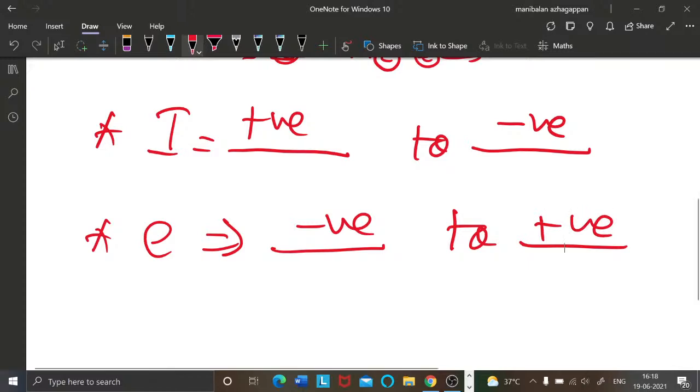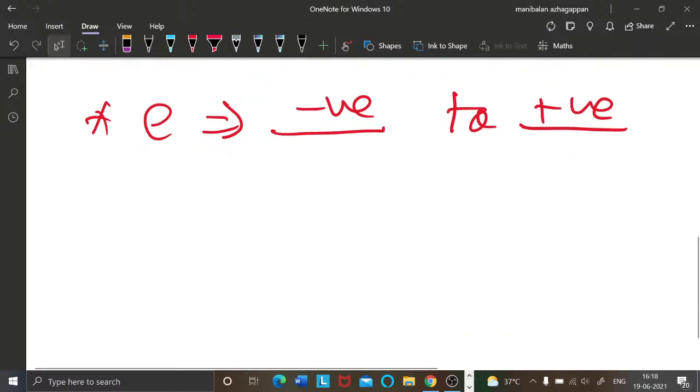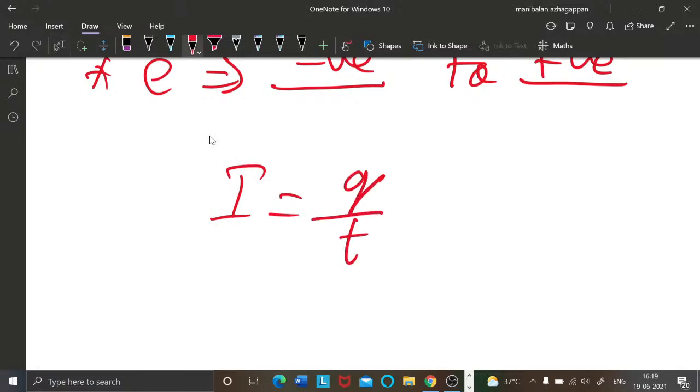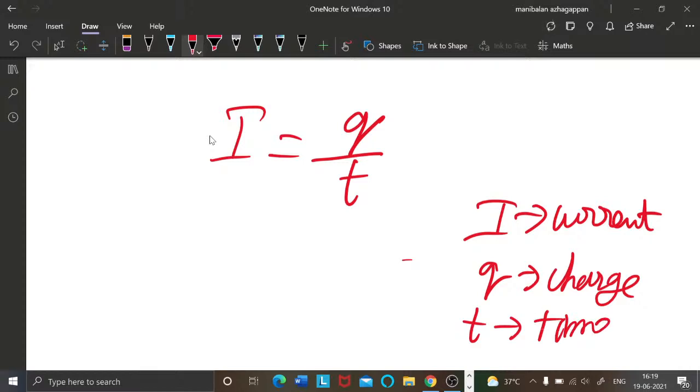Current is equal to rate of flow of charge. So I is called current, Q is called charge, T is called time. I we can take as the current, Q we can take as the charge, T we can take as the time. Current is measured in the unit ampere, charge in coulombs, time in seconds.